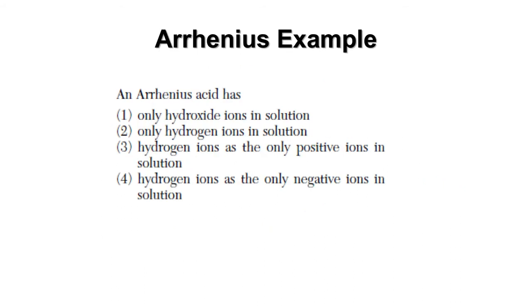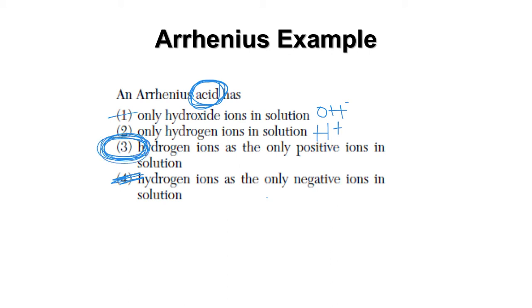So here we have another example. It says an Arrhenius acid. Again, if the word Arrhenius confuses you, you don't have to worry about that. It's basically saying an acid. So which one of these is true about an acid? Acids don't have hydroxide. Hydroxide is OH minus. That's bases, so that's not our answer. Only hydrogen ions. Acids definitely do have the hydrogen ion. Number 3, they have hydrogen ions as the only positive ion, or hydrogen as a negative ion. That's not true. So 3 is our answer.